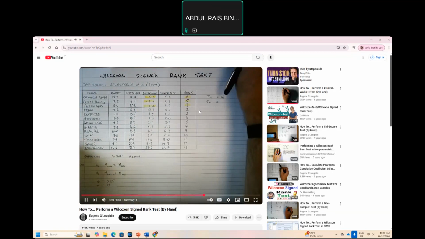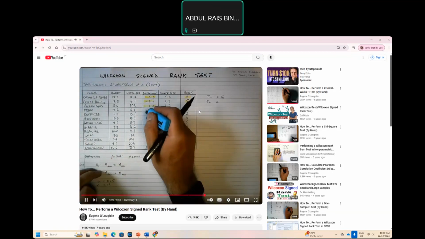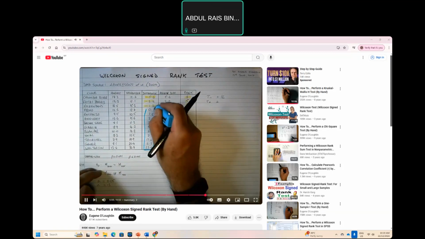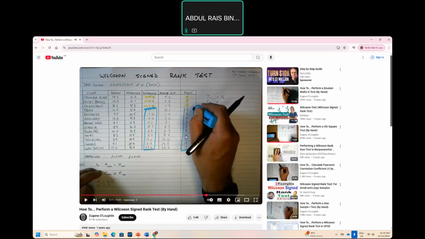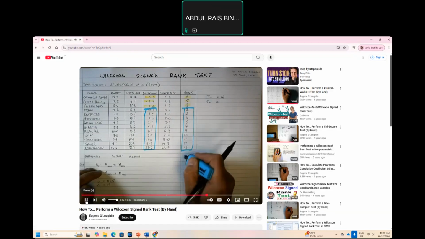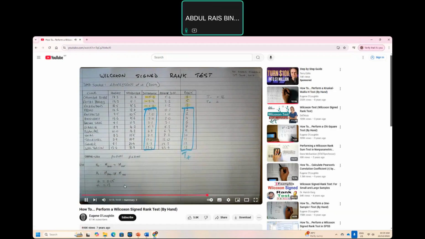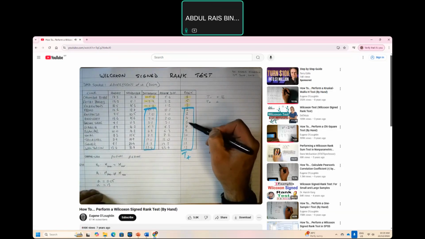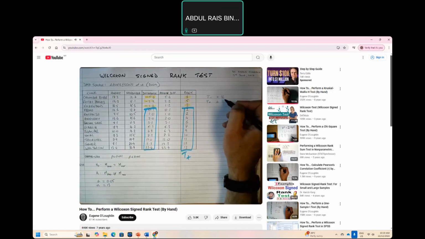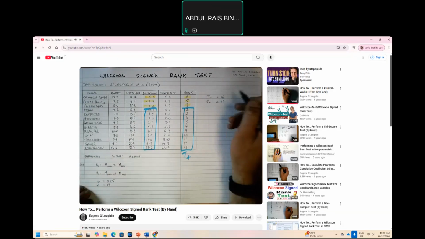And then I'm going to do the same for all the positive values. So they're all conveniently here for me. So these are all the positive differences. And these are all the positive ranks. This is going to give me my T plus, all the positive ranks. So when I sum up all these values here, 1, 2, 4, plus 6, plus 7, and so on, I'm going to get a T plus value of 75.